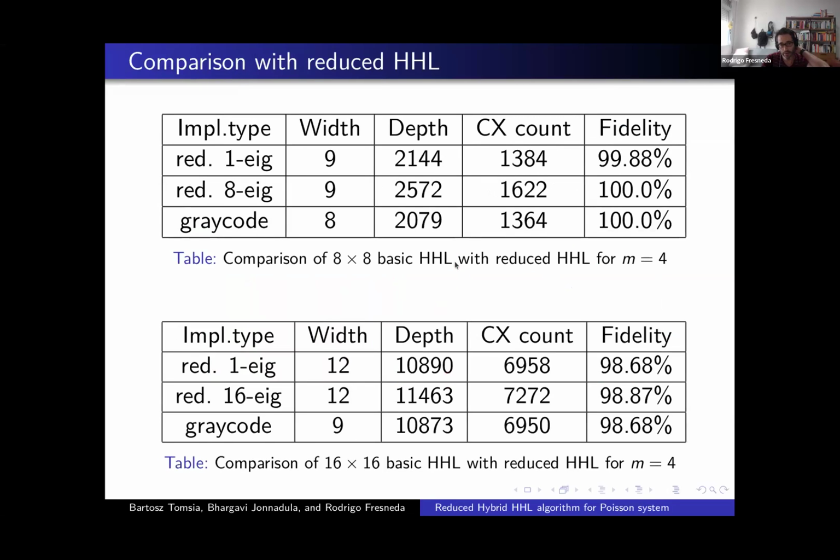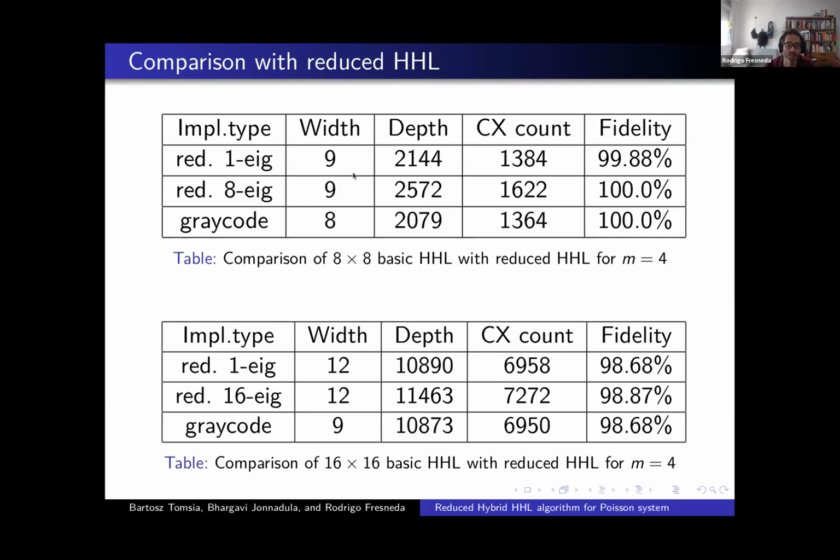Now, let us compare the situation with the basic HHL using the best implementation that we simulated, which was amplitude loading with gray code. The first table here is for the 8x8 matrix, and the second is for the 16x16. The first line is just using 1 eigenvalue for the controlled unitaries, and the second one is using the total number of eigenvalues, so 8 or 16.